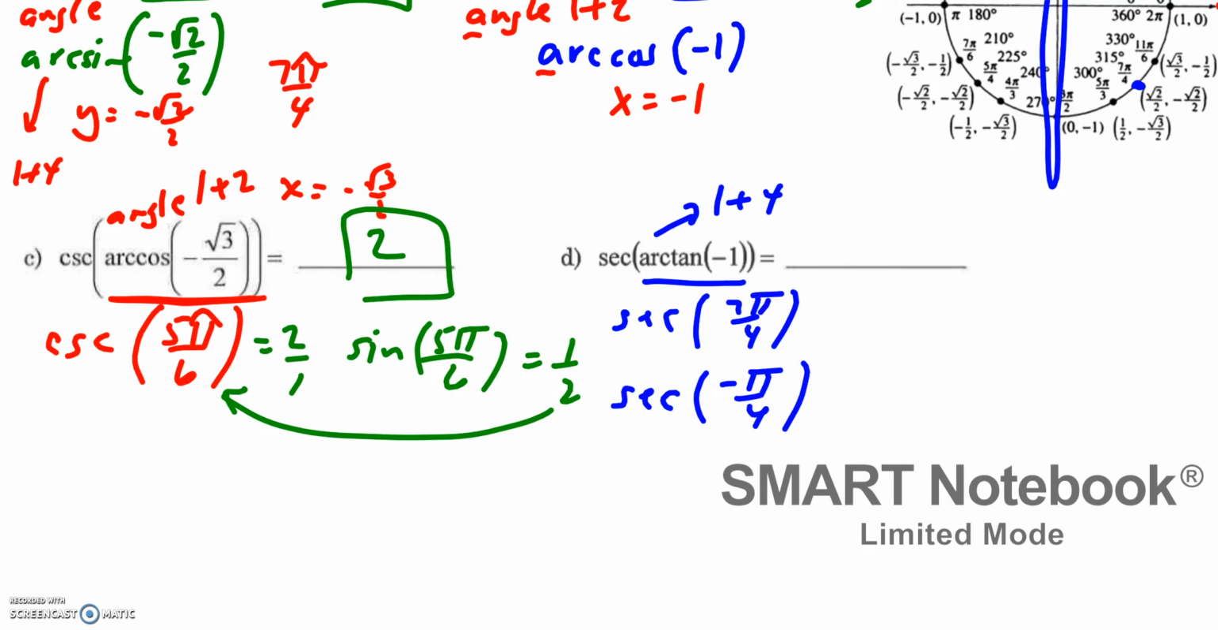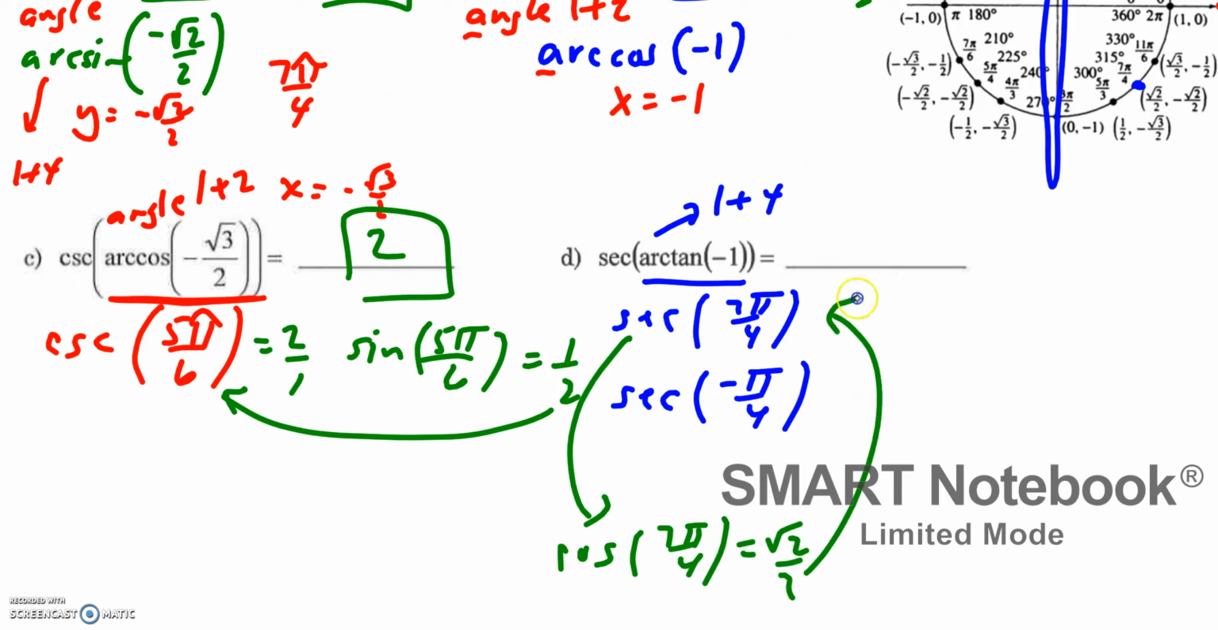So if I wanted to find the secant value, I could first find the cosine of 7 pi over 4. The x value is root 2 over 2, but the reciprocal of root 2 over 2 is just root 2.